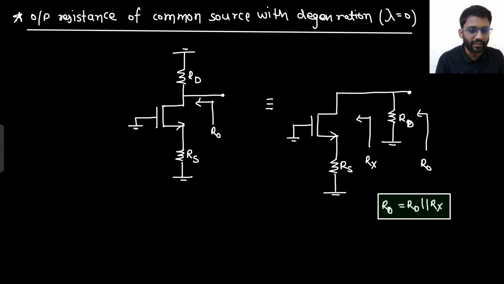So how will I calculate the RX value? Let's check that out. Previously, I calculated the RX value, but considering R0, there was R0 available, but now there is no R0 available. Now my circuitry is something like this. Here I will apply Vx and get Ix out of it.